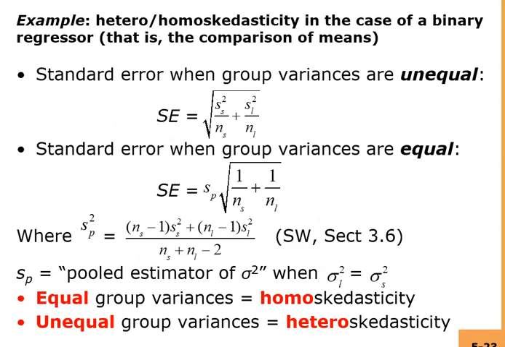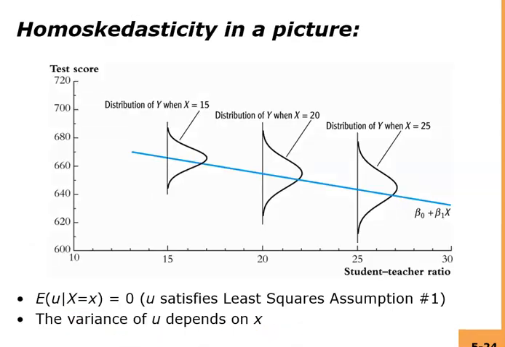Alright, so the standard error when group variances are unequal is calculated using this formula, and the standard error when group variances are equal is calculated using this formula. And obviously the Sp over here is calculated using this formula over here. So if we are assuming equal group variances, we are looking at the case of homoskedasticity. If we are looking at unequal group variances, we are looking at the case of heteroskedasticity. Homoskedasticity or heteroskedasticity can be better seen graphically.